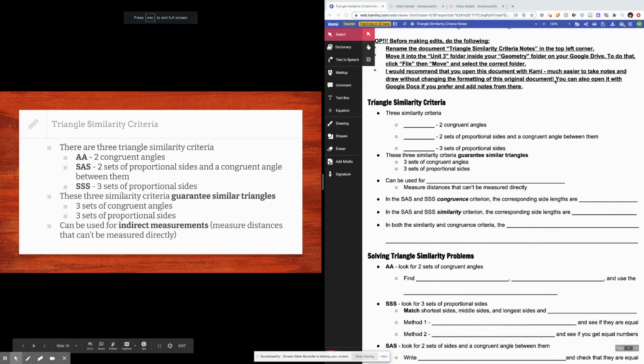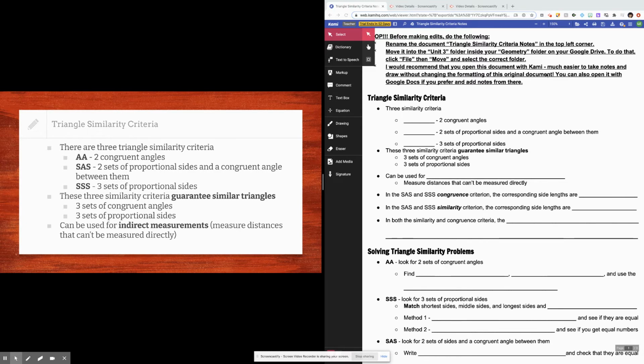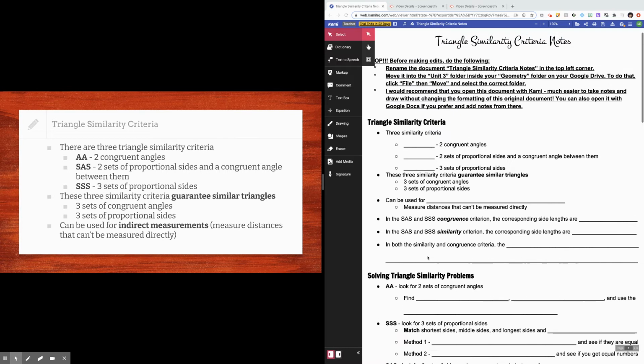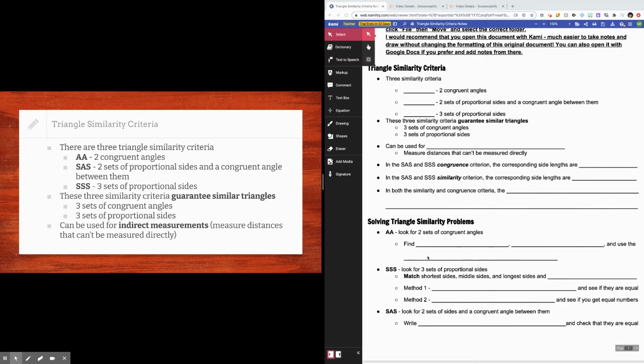Hi everybody, this is your video on triangle similarity criteria. I'm going to walk you through what these criteria are. They're very similar, no pun intended, to the triangle congruence criteria that we looked at. Remember, with the sides and the angles? I'm going to do some examples for you, and then I have one more video that has some practice problems with triangle similarity.